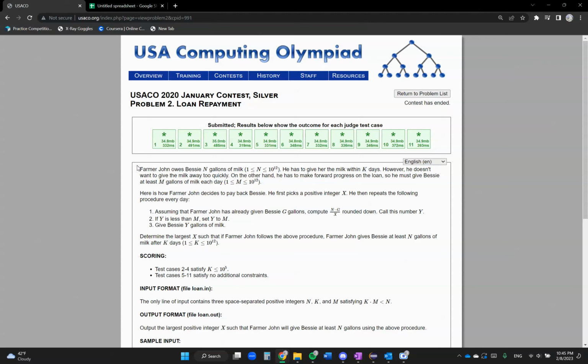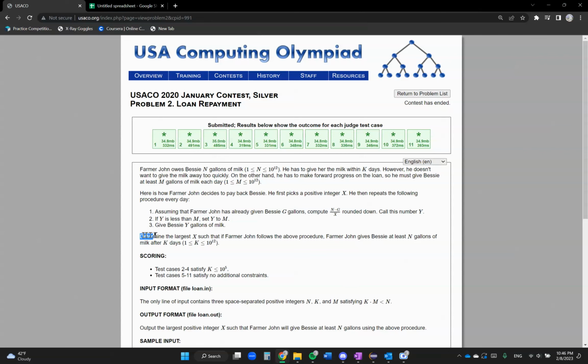Here's how Farmer John decides to pay back Bessie. He first picks a positive integer x, and then he repeats the following procedure. If Farmer John has already given Bessie g gallons, compute (n minus g) over x, rounded down. Since n is the number of gallons of milk, n minus g is the amount of milk left over that Farmer John still has to give to Bessie. We divide this by x and round it down. If we call this number y and it's less than m, then we set y to m, and then we give Bessie y gallons of milk.